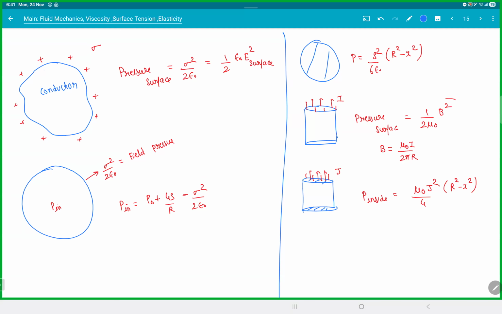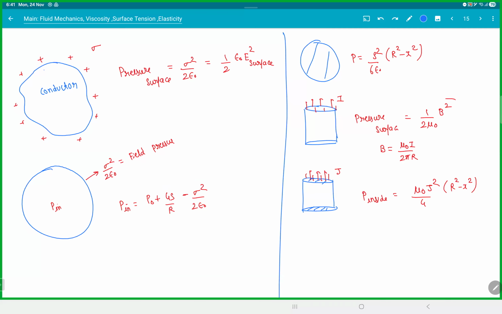Clear with this? So they can ask a question like this: find the charge on the soap bubble when it pops. When does it pop? When the pressure becomes equal to outside pressure. So if sigma square by 2 epsilon and 4s by r become equal, the shell will pop, meaning the soap bubble will pop.